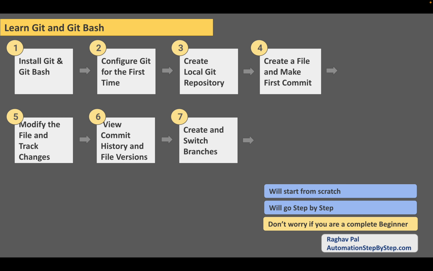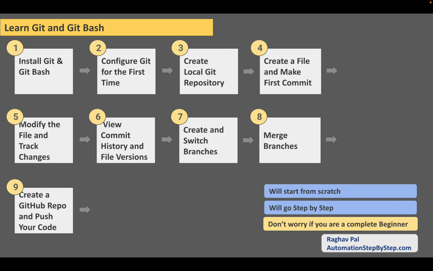Then we will see how do we create branches and how do we switch branches, and then how do we merge the branches in Git. Okay, then we will create a GitHub repository. So until here, we have been doing everything on our local folder, local project, Git project.